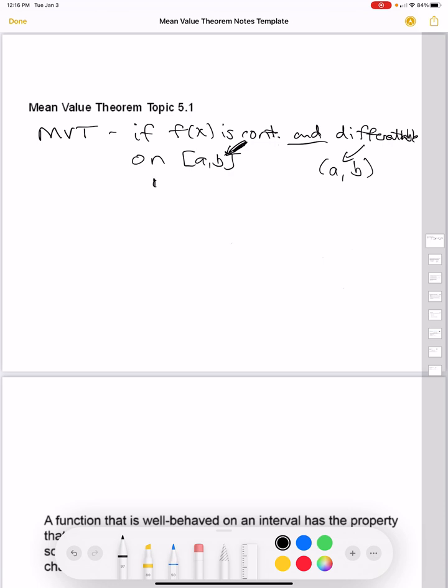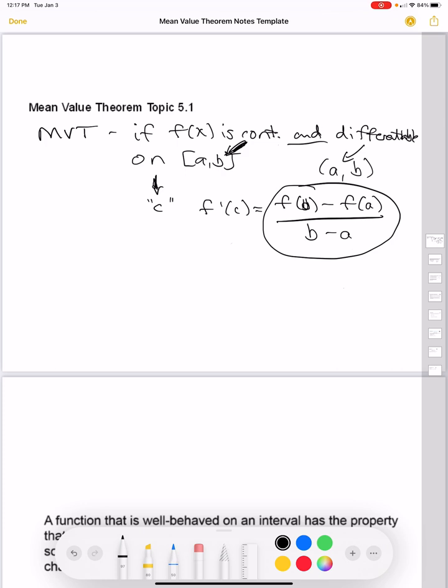Then there is this point C, such that, and this is what you're going to want to remember, f prime of C is equal to what we recognize as our average rate of change, f of b minus f of a all over b minus a. This thing right here, we should recognize this as the average rate of change, or our slope of a secant line.